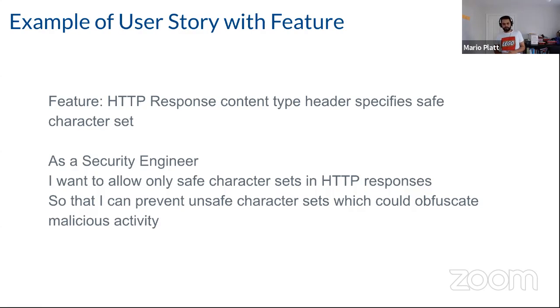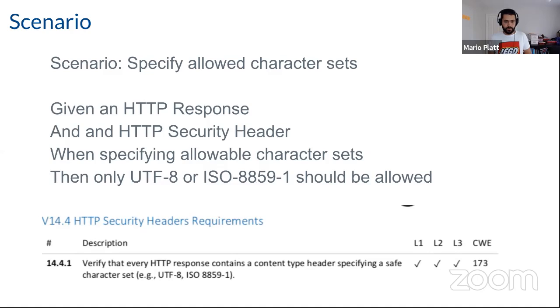So the way I like to approach this is also separate what is the feature that we're trying to build, because at the end of the day, security in a lot of ASVS are actually features of our products. So I'm proposing that we write first with a feature at the top that can serve kind of as a title. So this is what this story is going to be about. And then we can write in the actual story with the structure that I've mentioned. So in this case, a feature could be an HTTP response content type header specifies safe character sets. The story is, as a security engineer, I want to allow only safe character sets in HTTP responses so that I can prevent unsafe character sets which could obfuscate malicious activity. Okay, and this is kind of the example of the story that I'm sharing now.